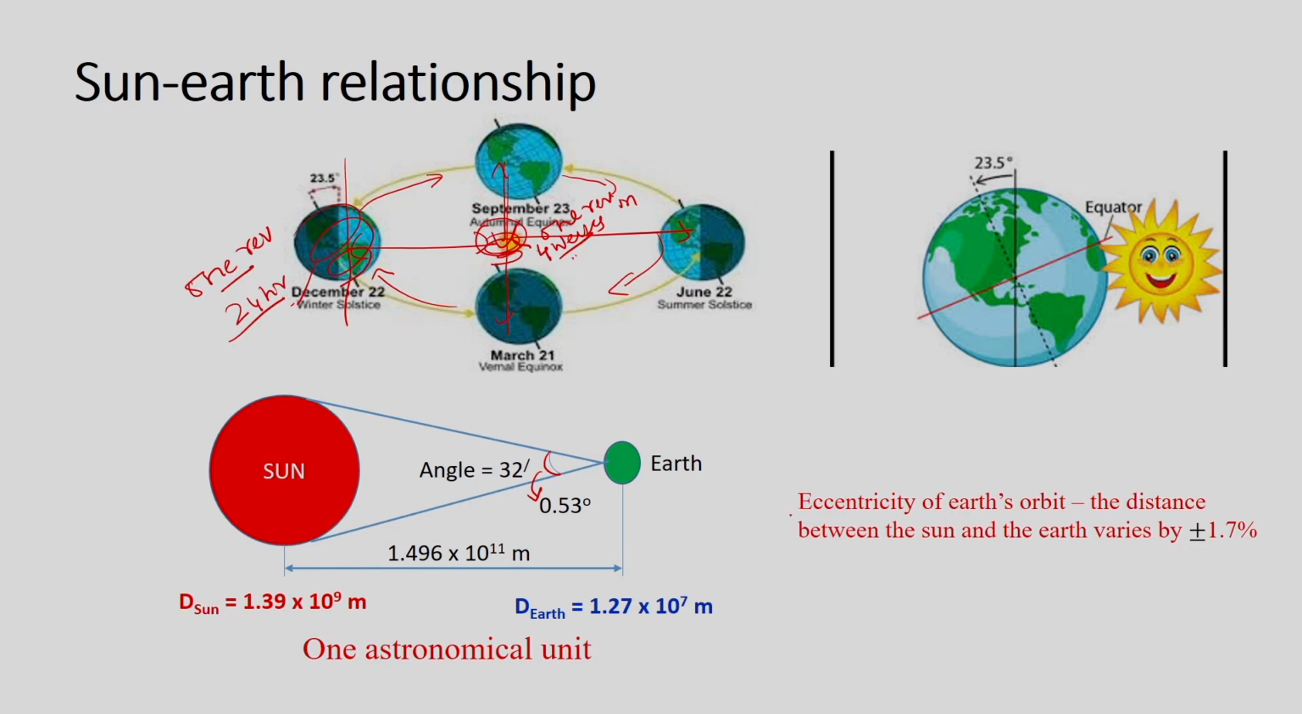Okay? And because of the eccentricity of the earth's orbit, the distance between the sun and earth varies, and this variation is about plus minus 1.7%. Also, one more piece of information we must know: this is the earth, this part is the equator, and this is the vertical line, and this angle is 23.5 degrees. The axis always makes an angle of 23.5, and the earth rotates about its own axis.